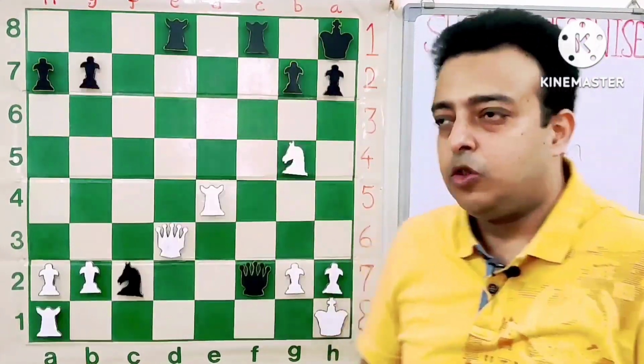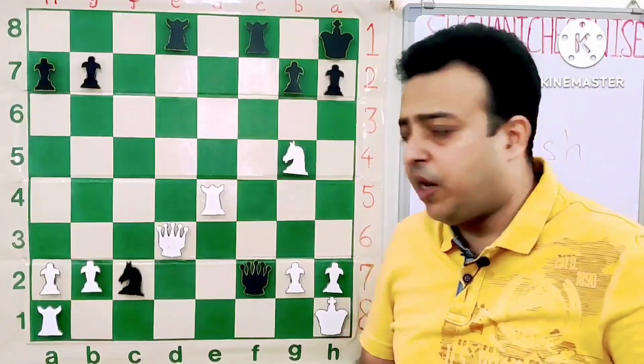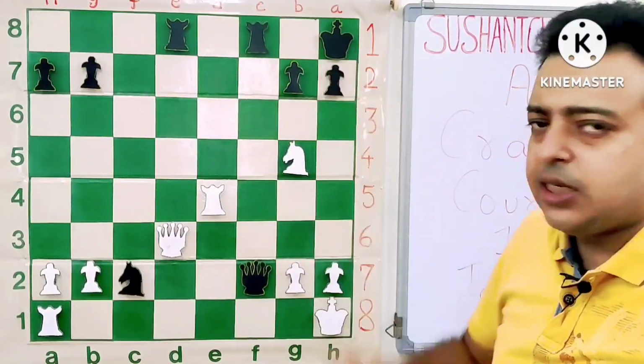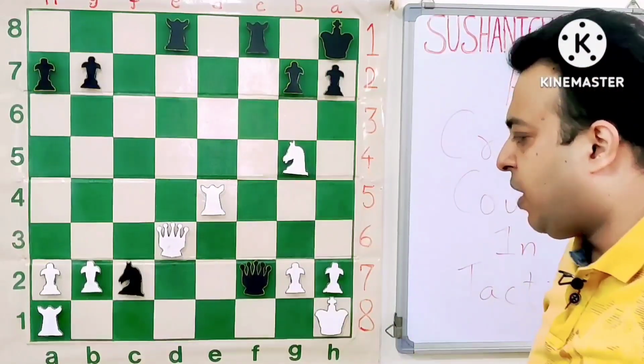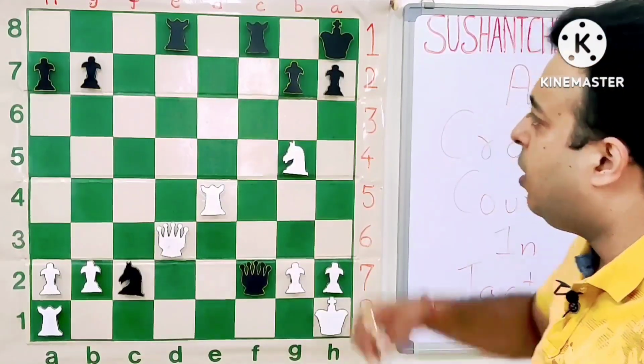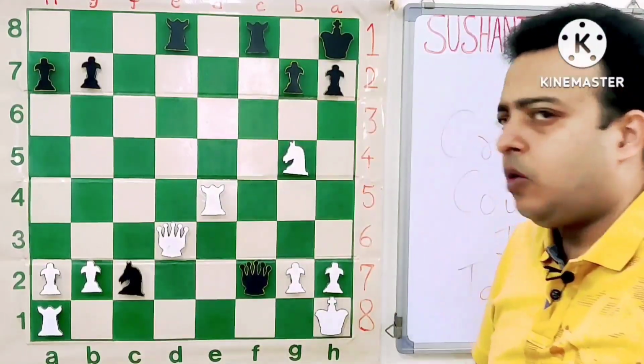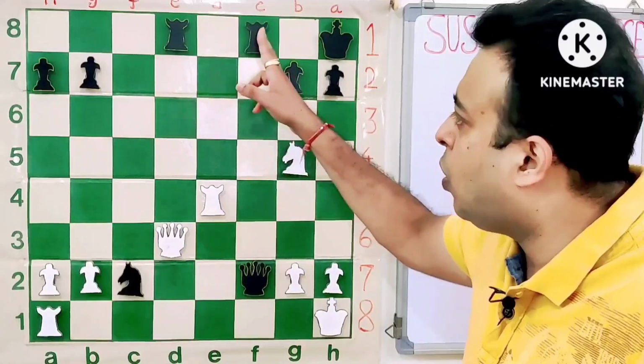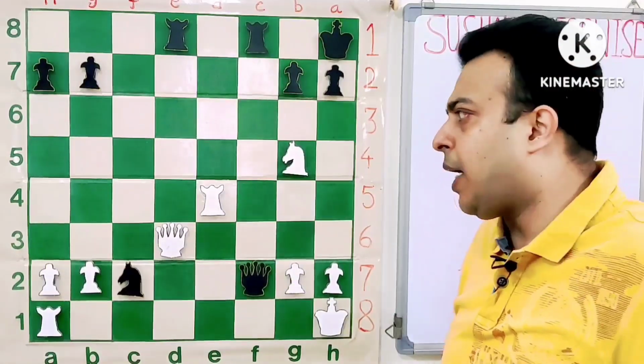Let's go to the next one. So we have the second position here, a very interesting one. Both sides have some typical weaknesses here. We can see that white's back rank is weak and so is black's. Note the placing of the rooks on d8 and f8. Both the rooks are active.